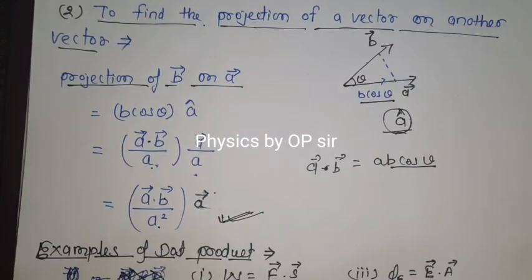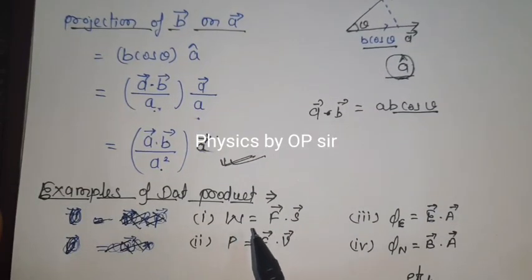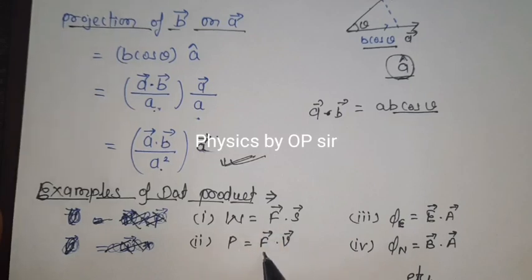There are some examples of the dot product in physics. Work is the dot product of force and displacement. Power is the dot product of force and velocity. Electric flux in 12th class, phi E, is the dot product of electric field and area. Magnetic flux is the dot product of B and A, the magnetic field and area. So this is about the scalar product, or we can call it the dot product.